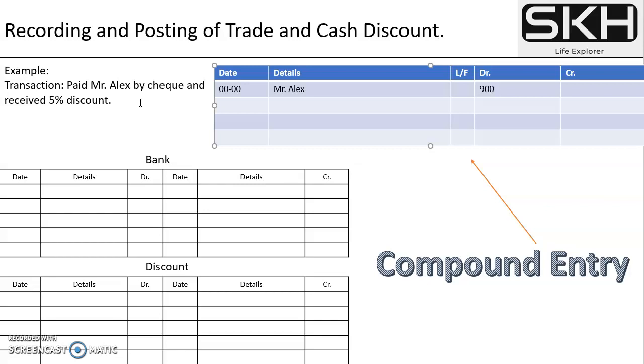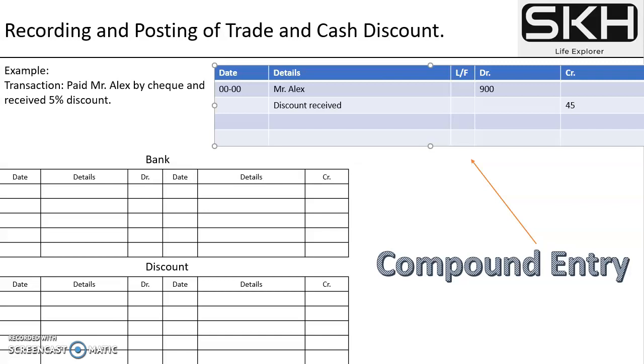So the discount is 900 multiplied by 5 divided by 100. So the discount is 45. So this discount we are receiving. So if we are receiving the discount, this is called discount received, and discount received is considered our income. So income is always credit.